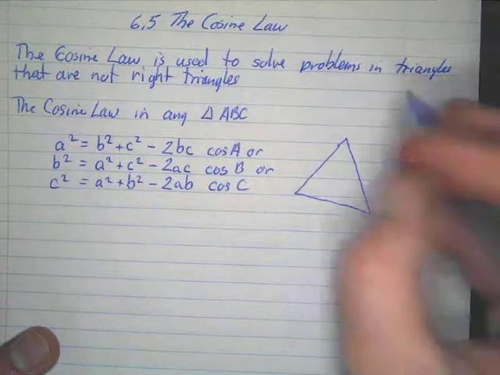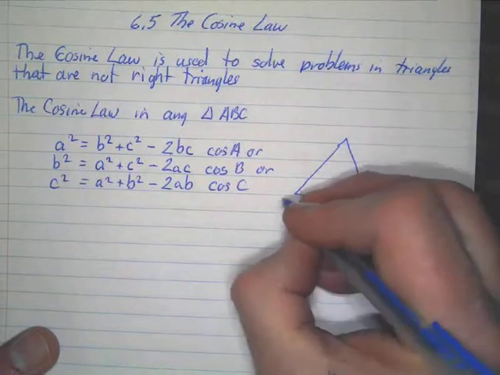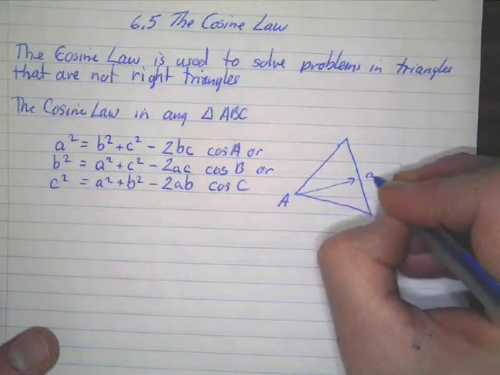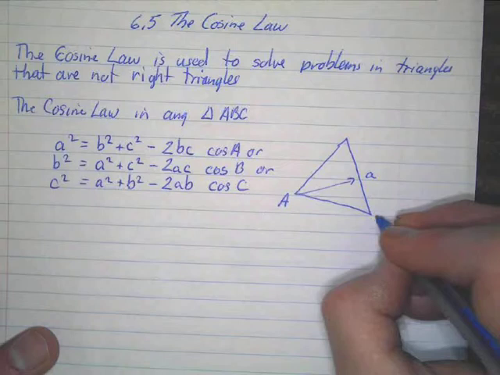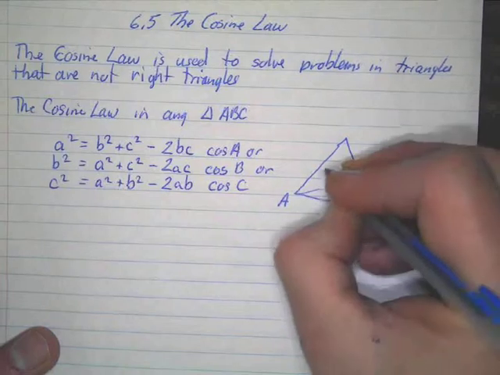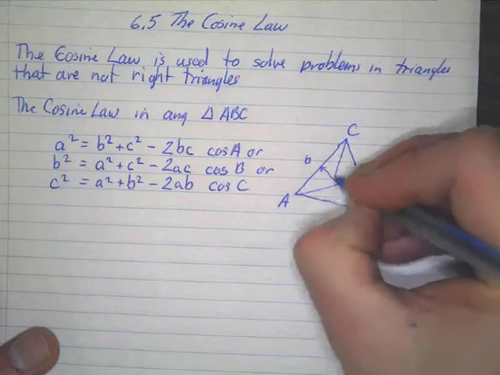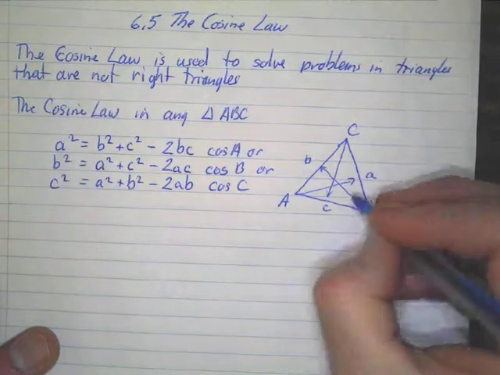is not a right triangle, even though it may look like one, it's not. If this is angle A, opposite angle A is the length of small a. If this is B, then on the side opposite angle B is my small b, and if this is C, opposite angle C would be my small c.